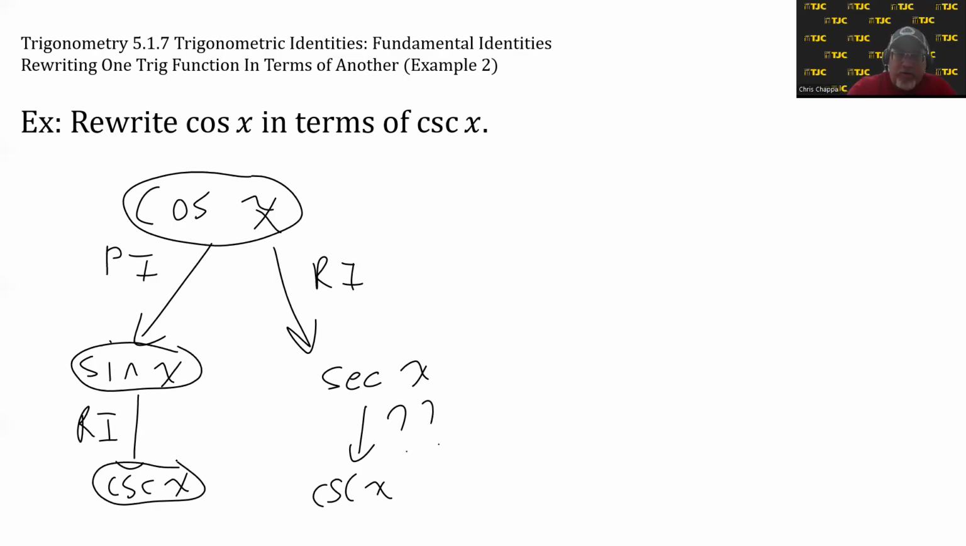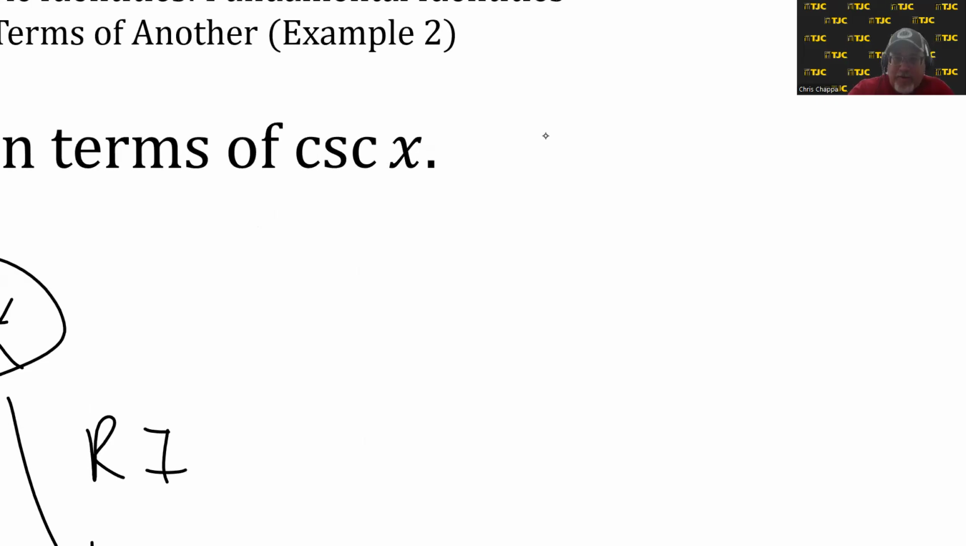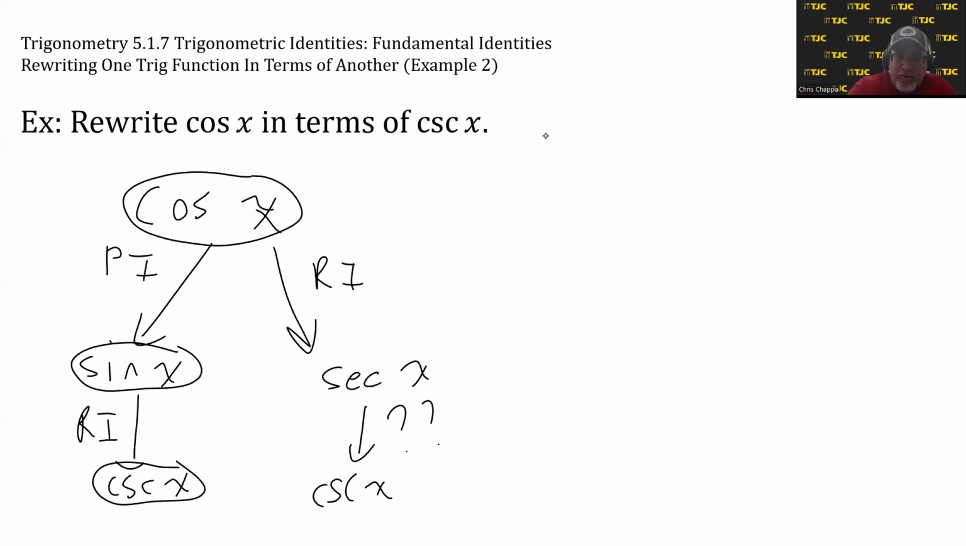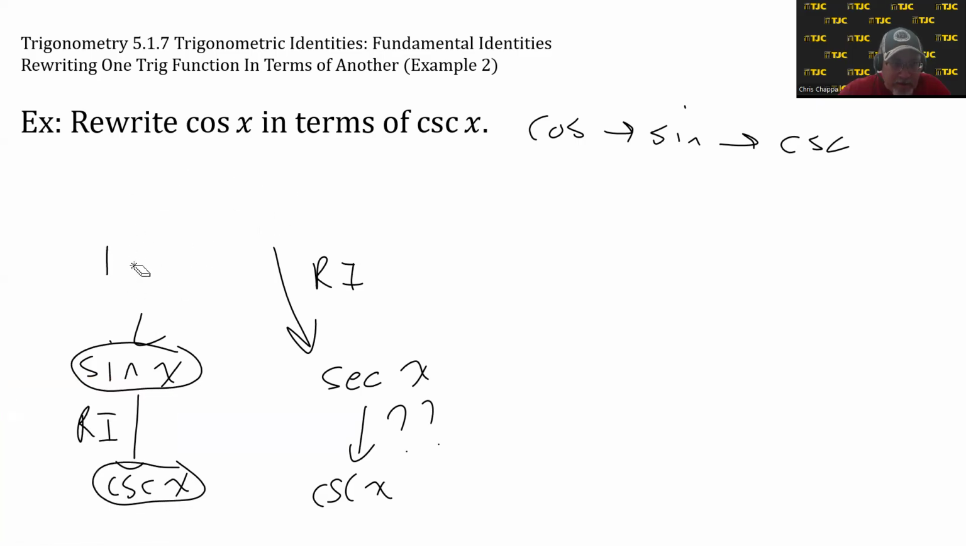Remember, we're going to go from cosine to sine to cosecant. All right, let's erase all this in the middle. Eraser. And let us begin.